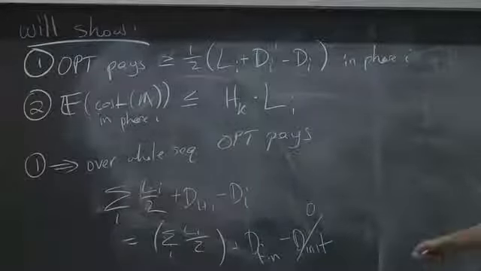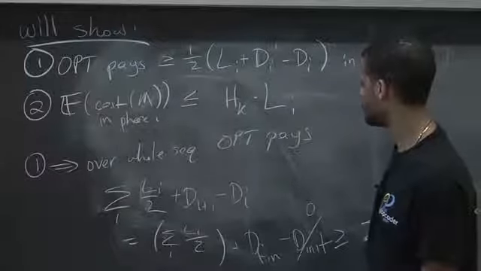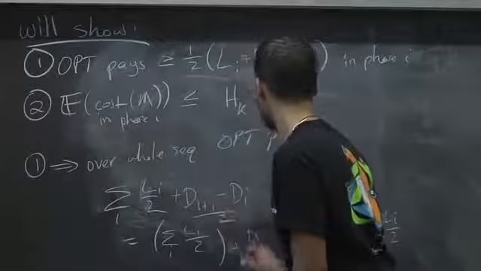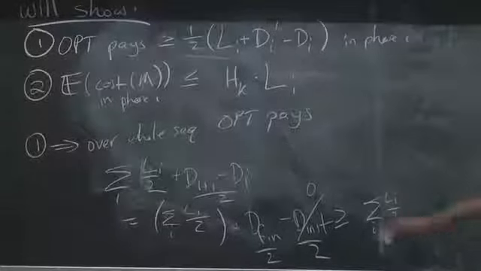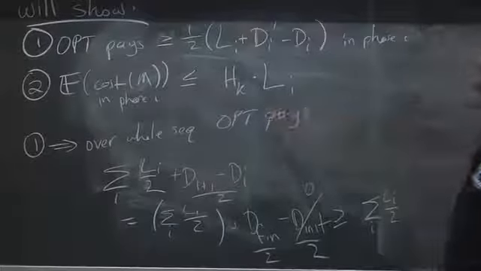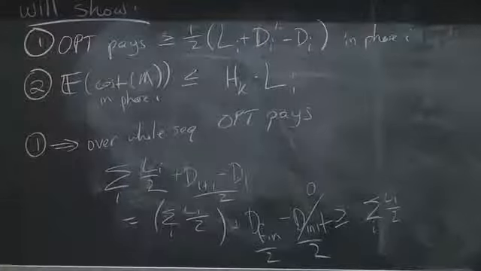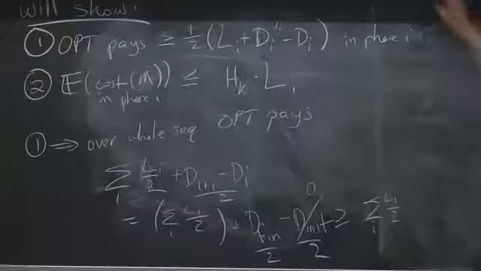So opt pays at least this. This is positive, so this is certainly at least the sum over i of Li over 2. Whereas Mark is paying Hk times the sum of Li. So the gap is a factor of 2 times Hk. Okay.